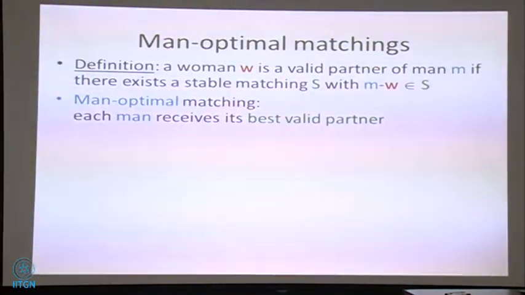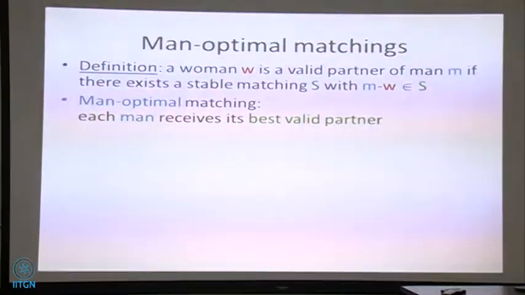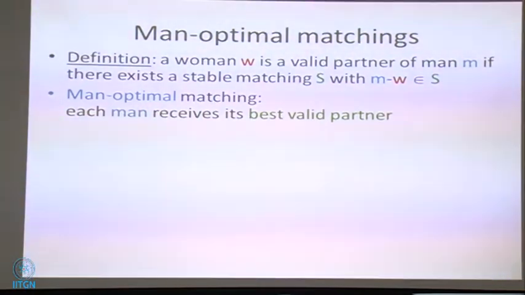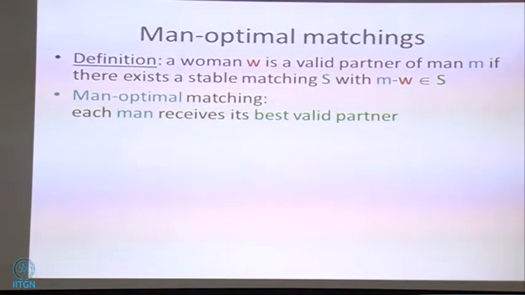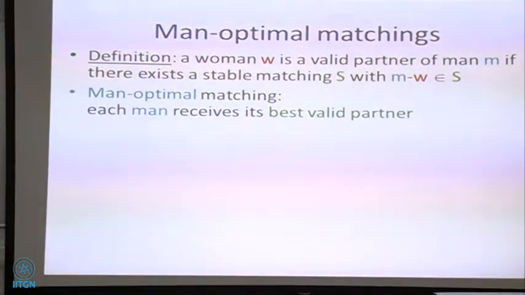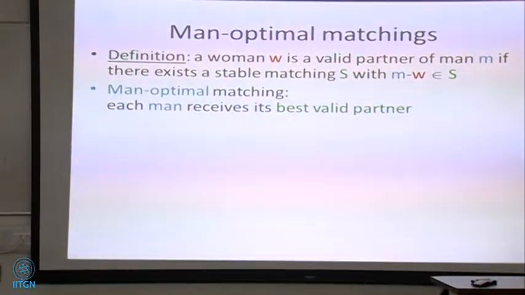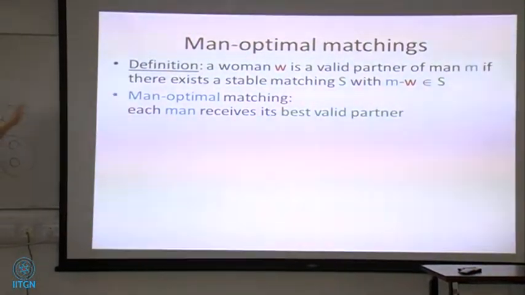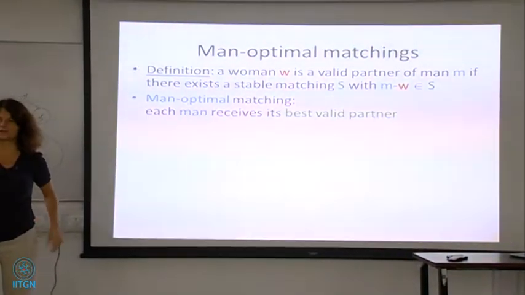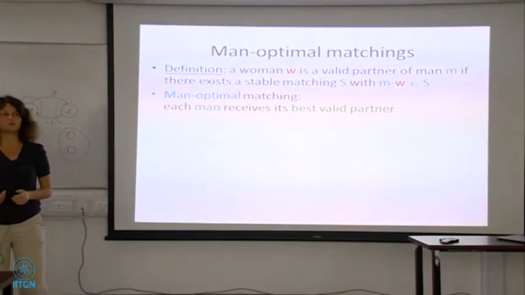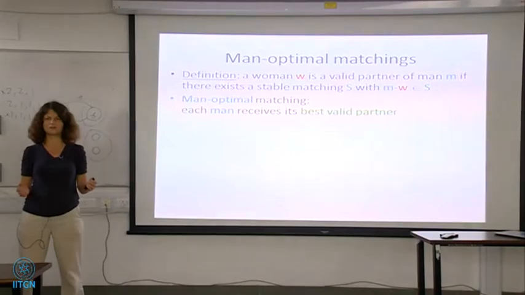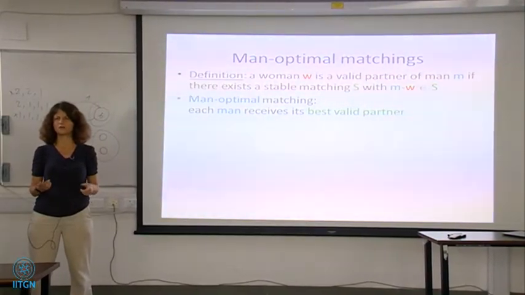I mean, why is it even a matching? Why can't two guys have the same woman as their best valid partner? Right? I mean, how is it even well defined? But let's run with it for a minute. So let's suppose that if we have this matching, each man receives his best valid partner. If that actually happens to be a matching, this is the best that guys can hope for.